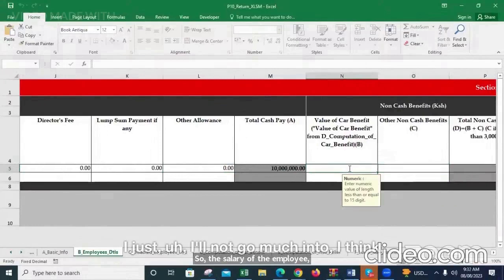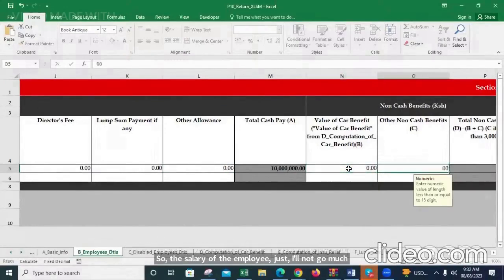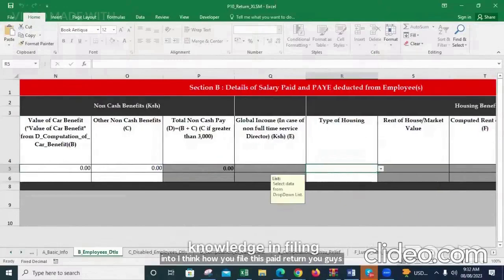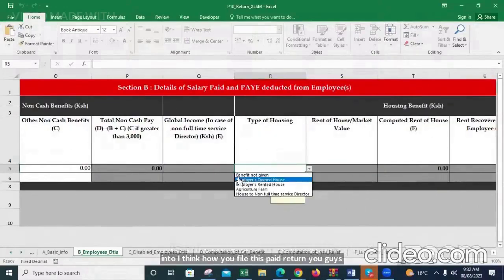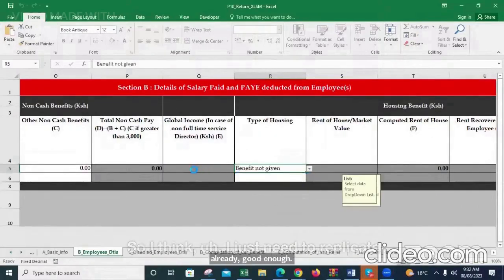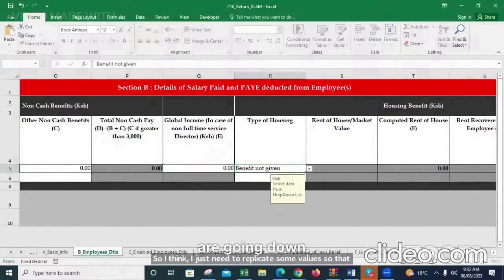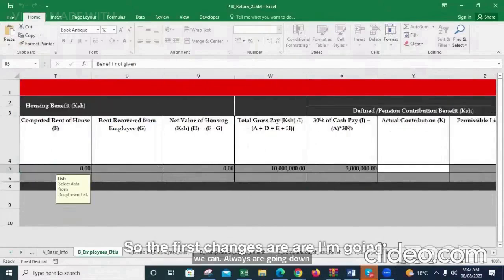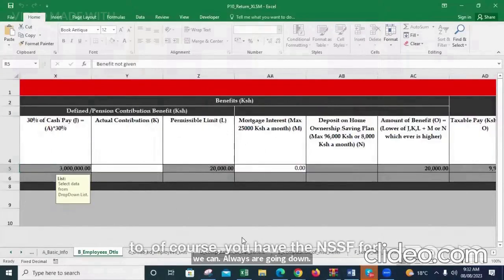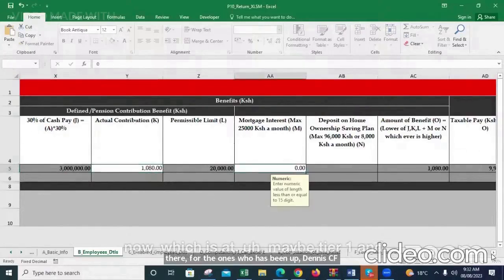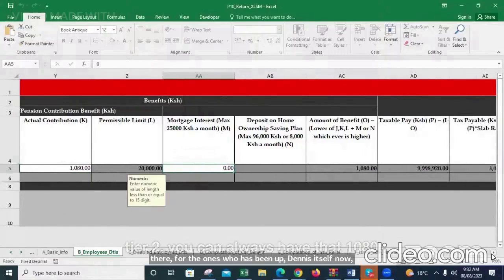I'll not go much into how you file this pay return. Your knowledge in filing is already good enough, so I just need to replicate some values. The first changes: you have the NSSF, for those at tier 1 and tier 2. You can always have that 1080.